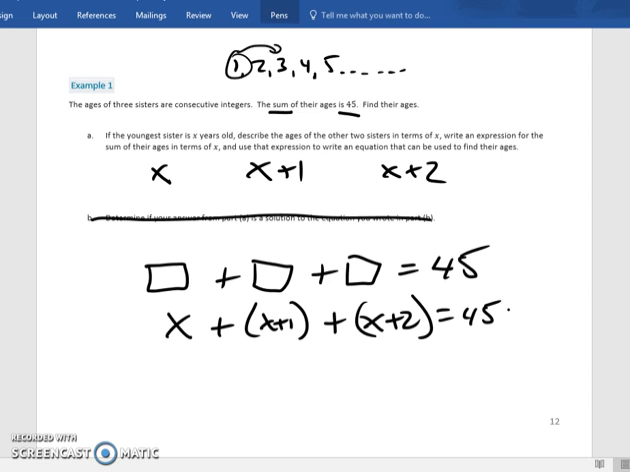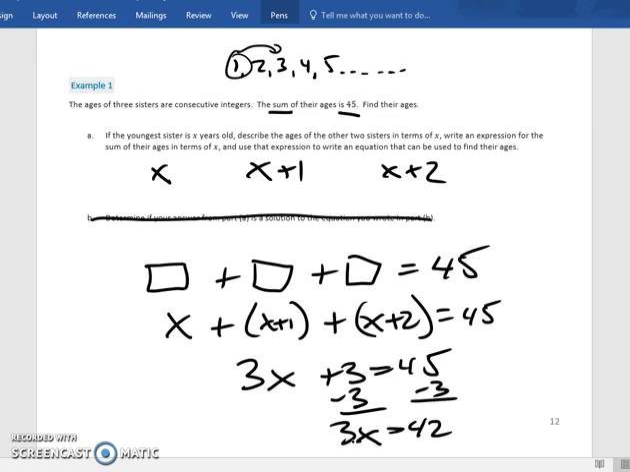Okay, all right. Well, let's solve here. Add your x's up, 3x. 1 plus 2, yeah, 3. And now we're going to solve our equation that we've got going on there. All right, subtracting 3 from both sides. 3x equals 42. Divide both sides by 3.